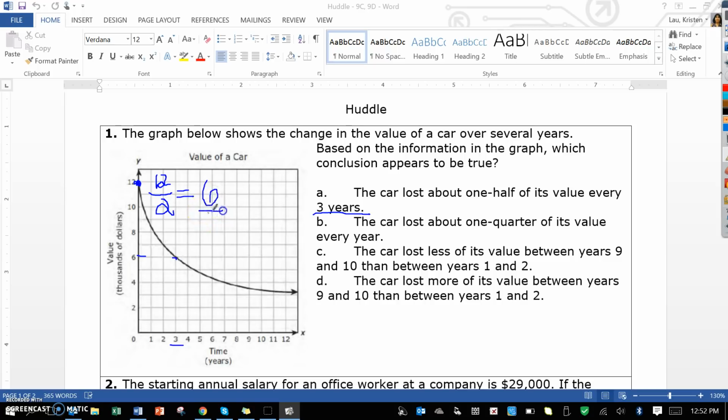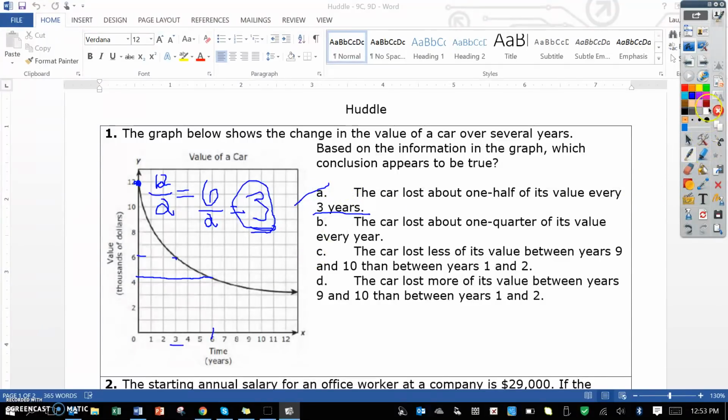So I'm going to have it again, so in another 3 years. If I count from 3, another 3 years, that's going to be 6 years. In 6 years, my value should be 3. But if I look on the graph, it's a little bit more than 4,000, so I know that's not true. Now I'm going to look at answer choice B.